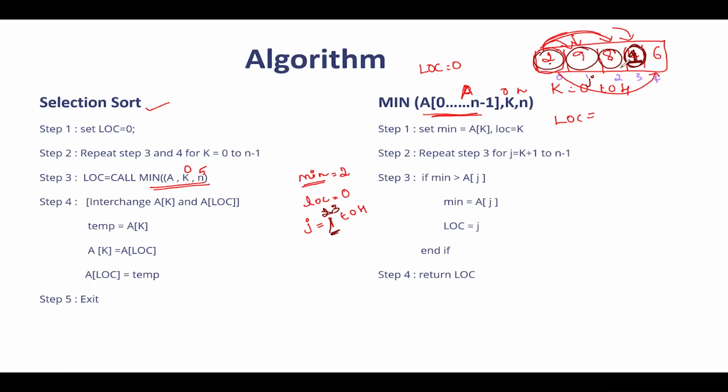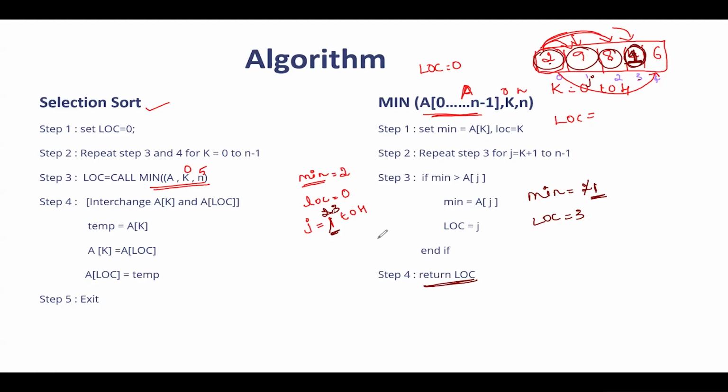Since we got an element which is lesser than 2, minimum is now going to be A of j, which means instead of minimum which was initially 2, now it is A of j. What is the j value? j is 3. A of 3 is nothing but 1. Hence now minimum is going to become 1. All right. And the location of that particular value is nothing but 3, which is we are going to send the location 3.